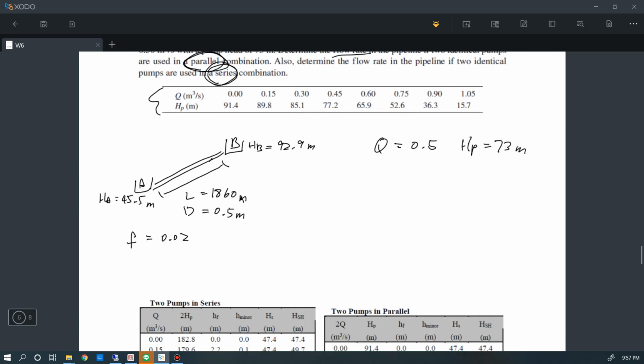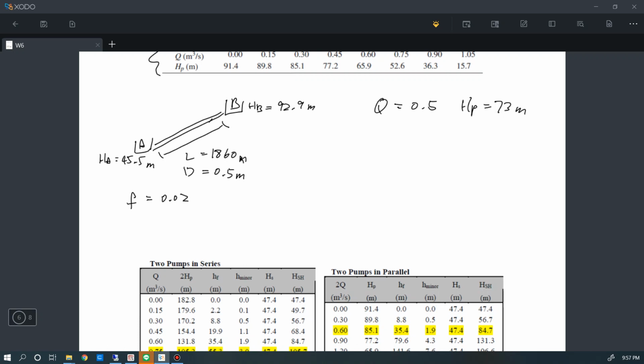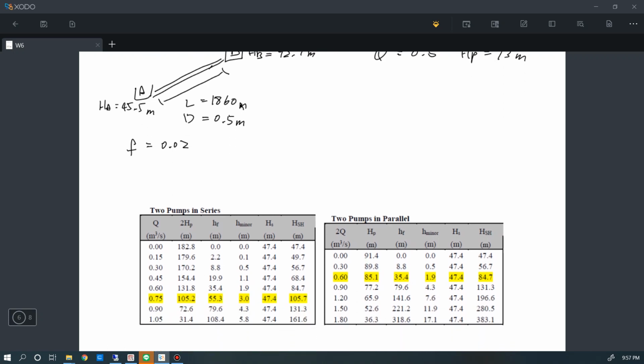Okay, so we will use the similar calculation, which for the pump in series, the total head provided by the pump will be double. And for the pump using parallel, the flow rate will be double. Okay, that's the two different setup for two pumps in series and two pumps in parallel.